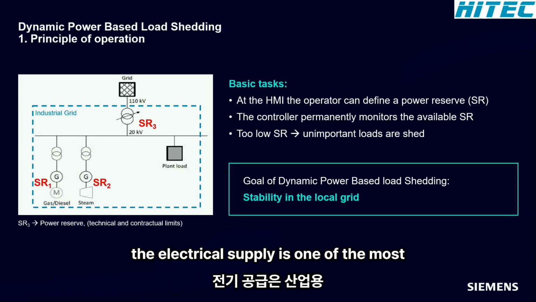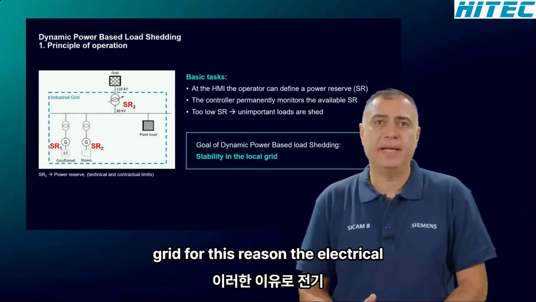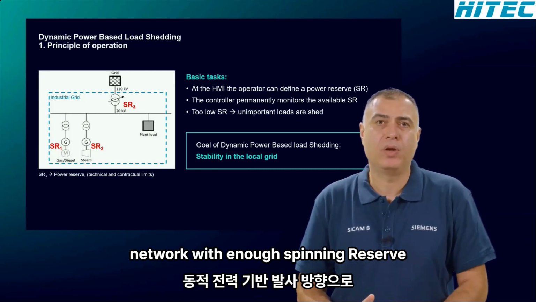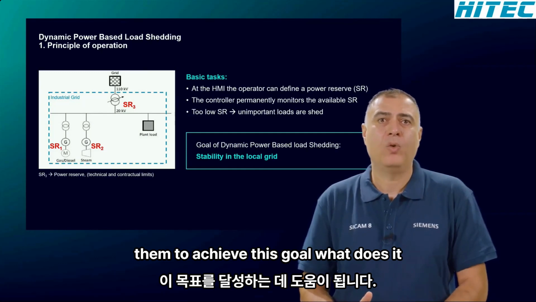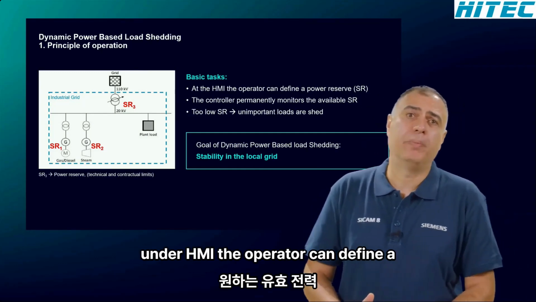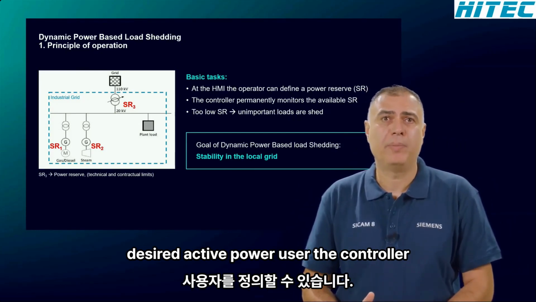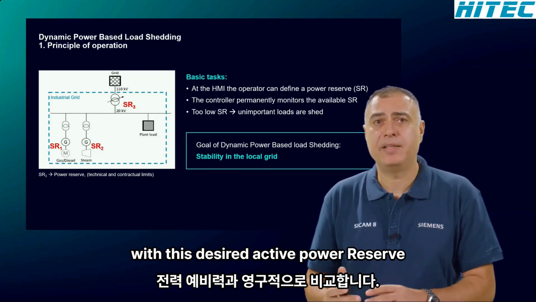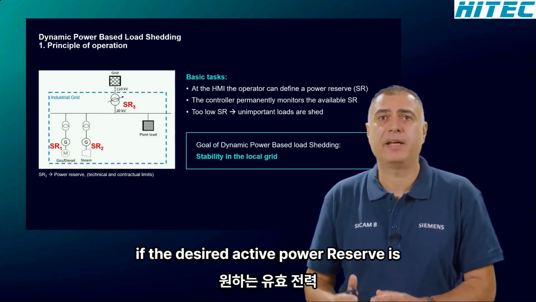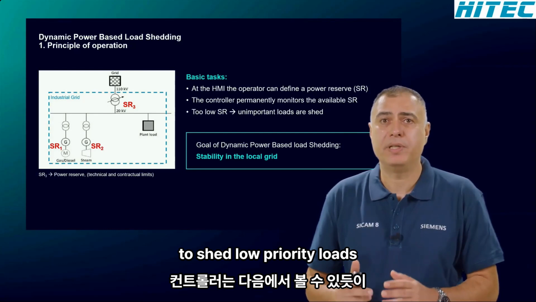The electrical supply is one of the most important goals of the industrial power grid. For this reason, the electrical operators try to operate the local network with enough spinning reserve. Dynamic power-based load shedding helps them to achieve this goal. What does it mean? On the HMI, the operator can define a desired active power reserve. The controller permanently compares the available active power reserve in the power grid with this desired active power reserve. If the desired active power reserve is not available, then the controller starts to shed low priority loads.